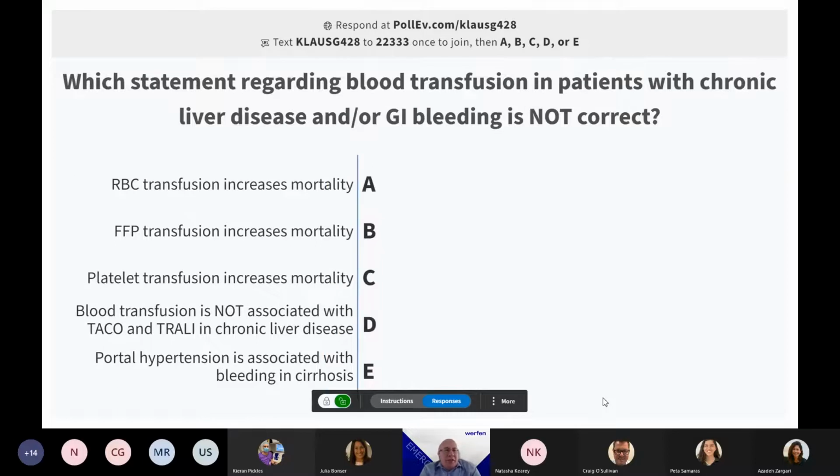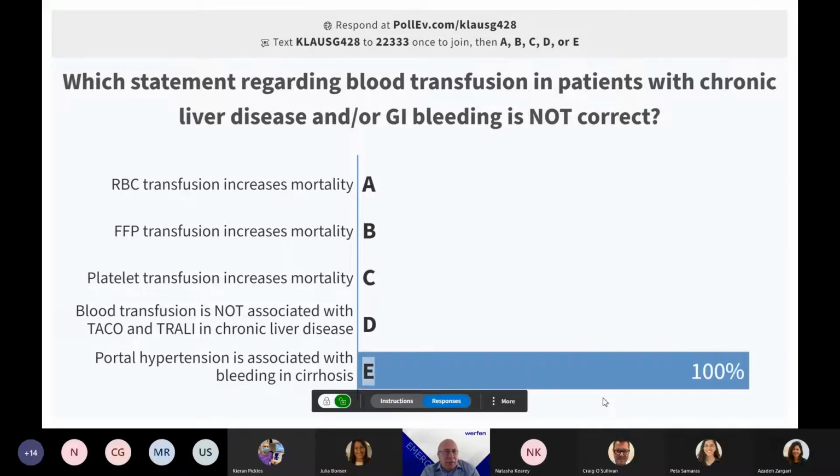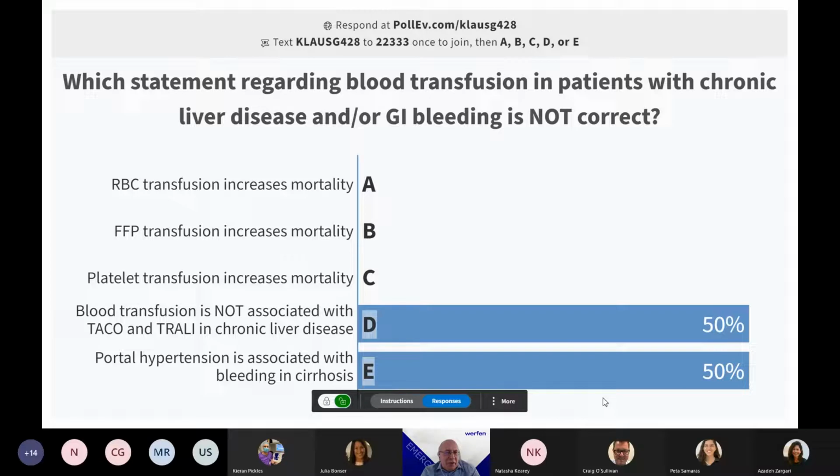The third question is about which statement regarding blood transfusion in patients with chronic liver disease and/or GI bleeding is not correct. So it's RBC transfusion increases mortality, fresh frozen plasma transfusion increases mortality, platelet transfusion increases mortality, blood transfusion is not associated with TACO and TRALI in chronic liver disease, or the last option, portal hypertension is associated with bleeding in cirrhosis.